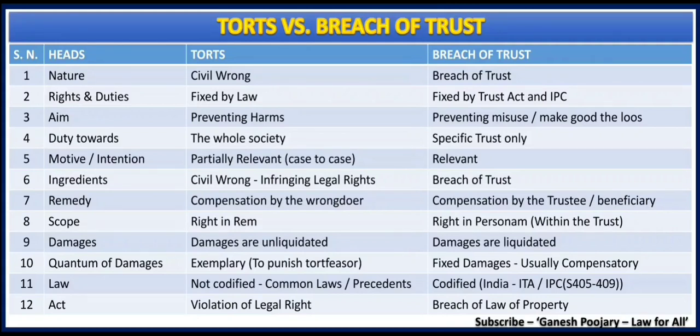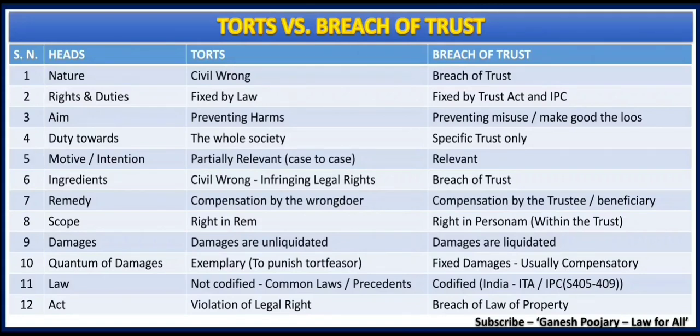Scope for torts is right in rem, that means the rights will be against the entire world, whereas under breach of trust they are limited to persons who are involved in that trust, so they are right in personam. The damages under torts are unliquidated, they are not defined. It can be any amount which differs from case to case, whereas in breach of trust damages are liquidated.